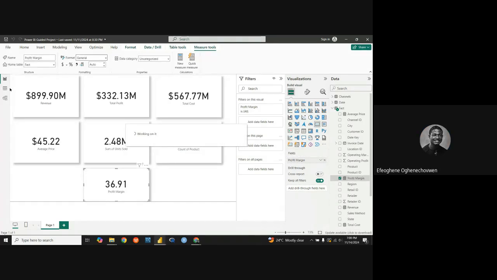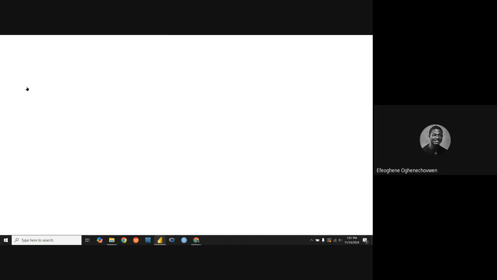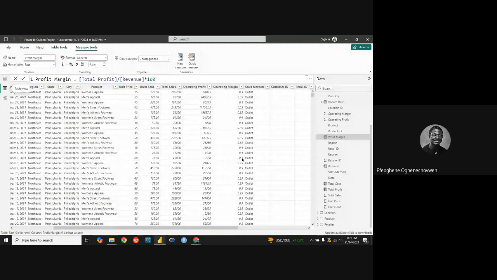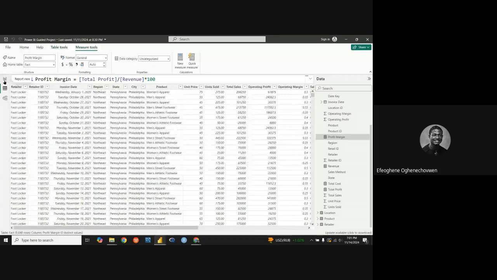Because if you observe our table here, the operating margin is in percentage. It was not multiplied by 100, but if you multiply it by 100, it gives you 30%. So yes, you are correct. Thank you.